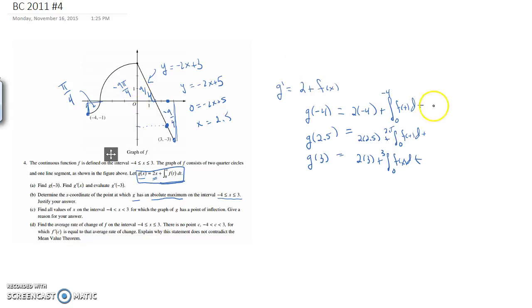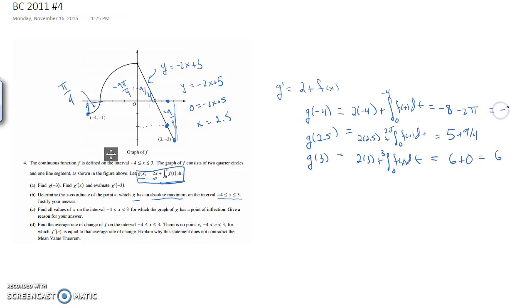So based off of that, this is going to end up equaling negative 8, and then the integral from 0 to 4 ends up being the combination of these two things, which I think is going to equal negative 2 pi. Seems right. Then this guy is going to equal 2 times 2.5 is 5. From 0 to 2.5 is plus 9/4. And then the last part is going to be 6 plus the integral from 0 to 3. These all cancel each other out, so that's just going to be 6.